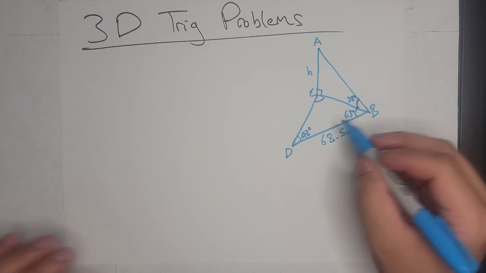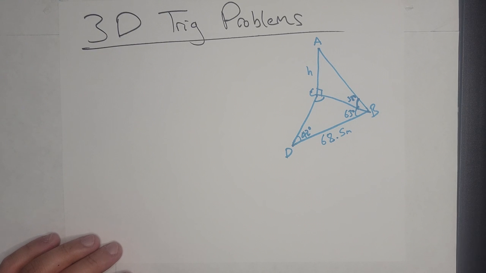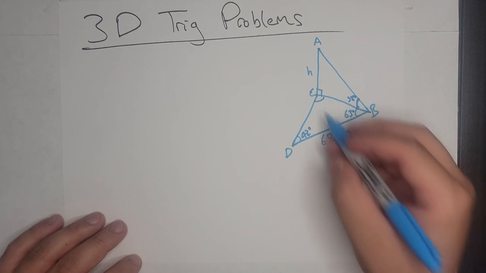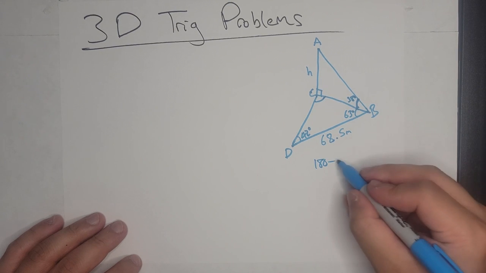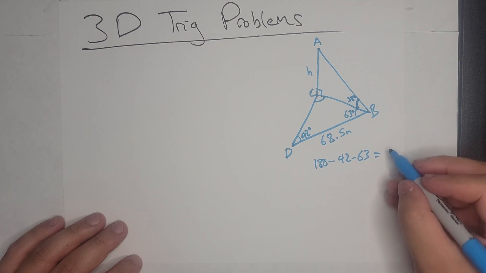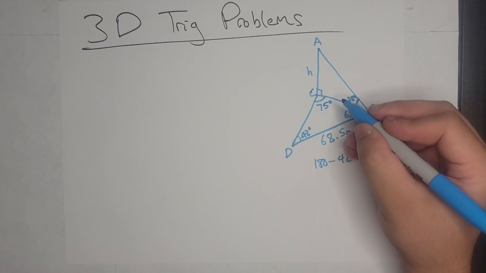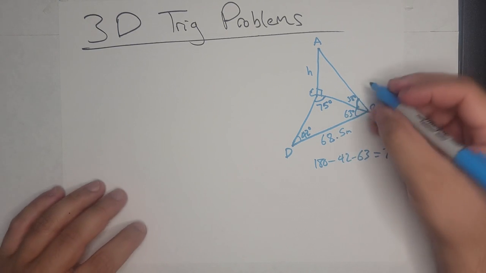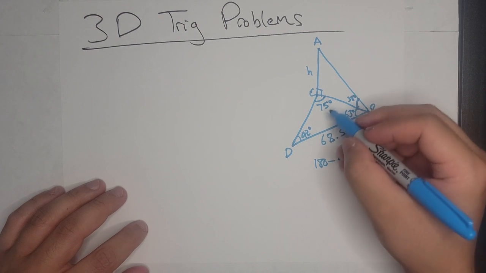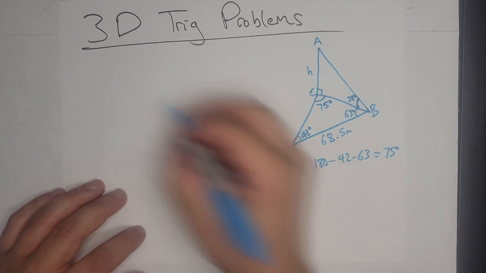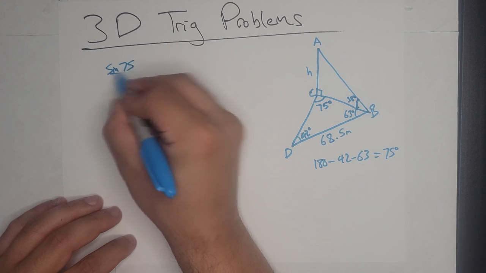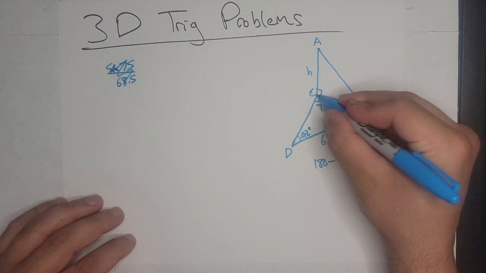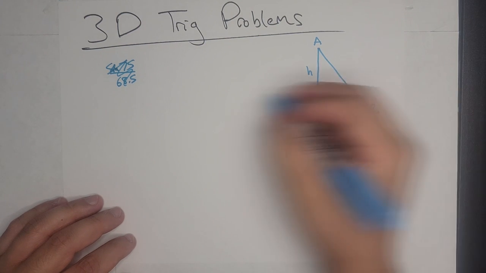So, let's start solving for H. Okay. So one of the first things I can do, I have two angles here very quickly. I can solve for this angle here. So 180 minus 42 minus 63 is equal to 75 degrees. And now I have that. So once I have that, because I have this angle and its opposite length, I can use the sine law. Oh, let me do the other way around because I want this right here. I want that one right there.